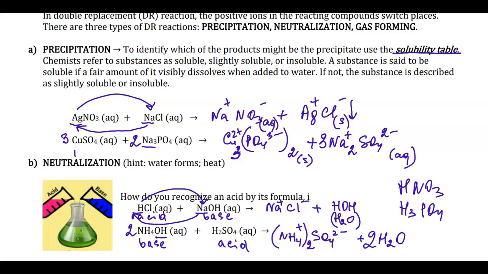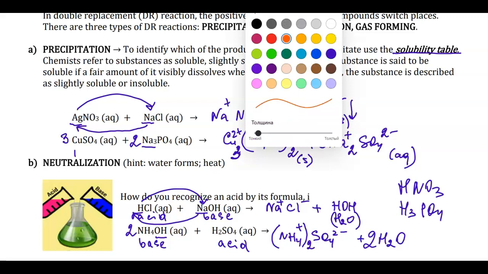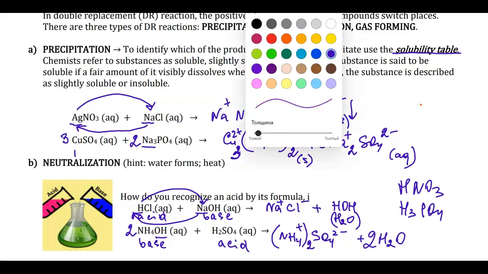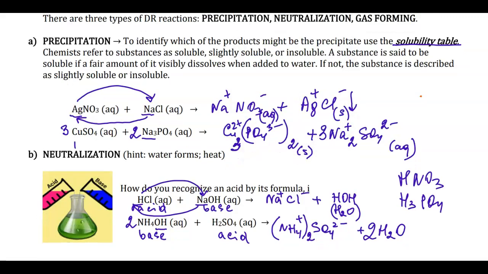Why couldn't I put a 2 in front of sulfuric acid, for example? Yeah, let's do it. If we did, that gives us different amount of sulfur. Can you see it? 1, and here will be 2. That's why we cannot put 2 in front of sulfuric acid formula. So now the equation is balanced. Okay, let's go.